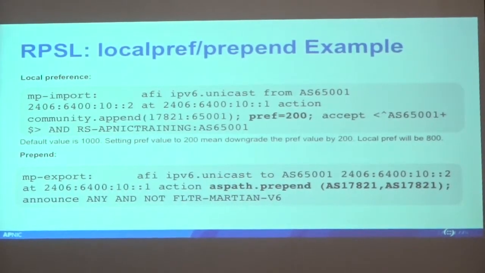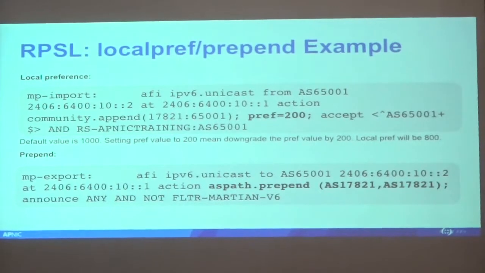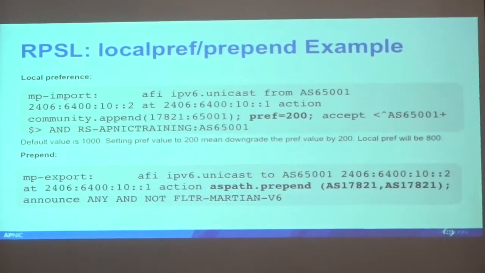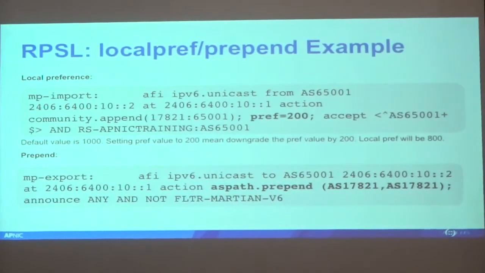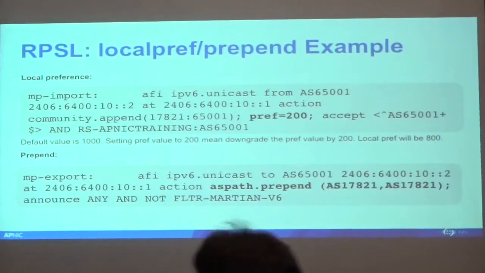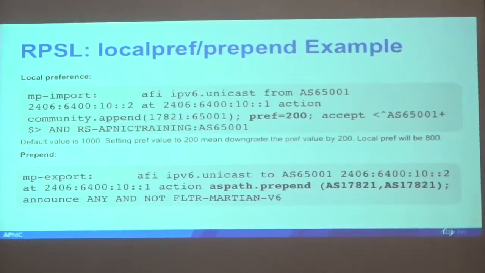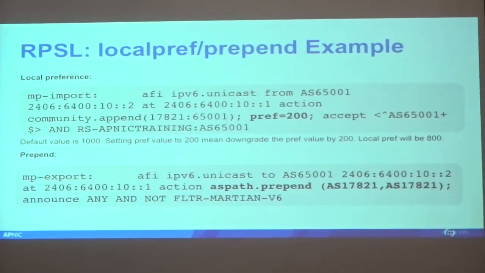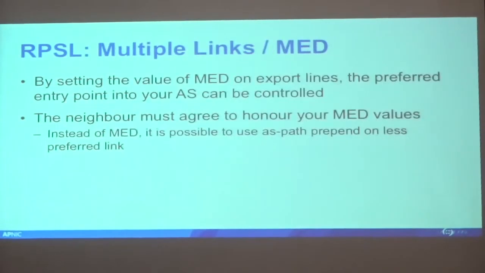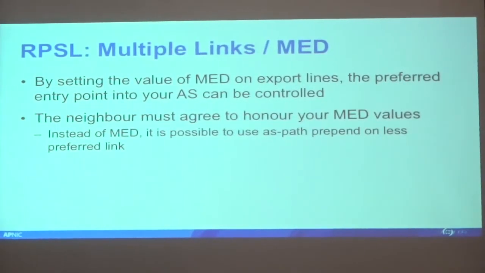Now, instead of using local preference, another way for export, for outgoing announcements, is you can use AS path prepending. And you do that with aspath.prepend, and then you just add the same AS as many times as you want. Same concept for AS path prepending. Yes?